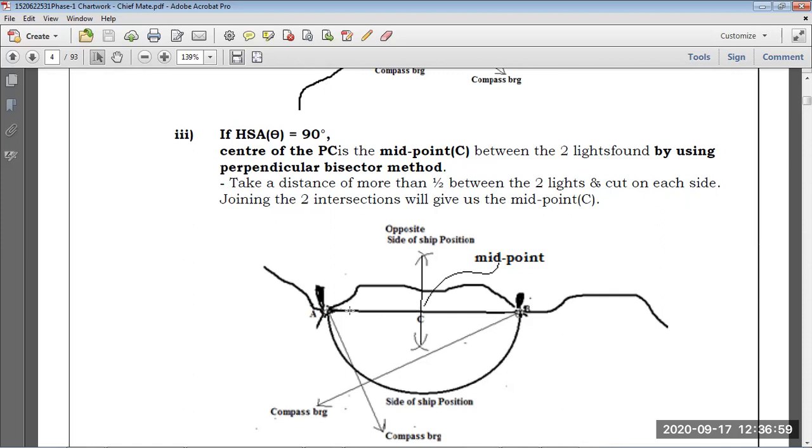Now, from the center of this line, from the center of A and B, that is the point C which we got, the midpoint of this line. From here, we take CA or CB as the radius and we draw a position circle. So this is our position circle in case HSA is equal to 90 degrees.